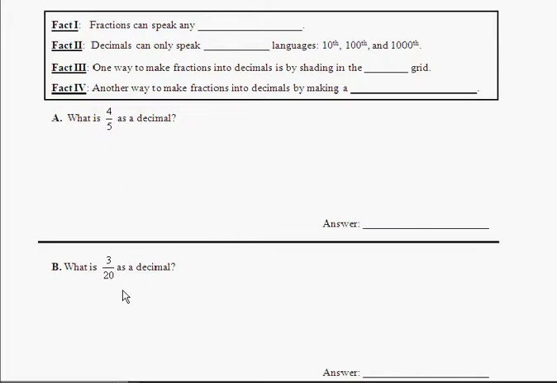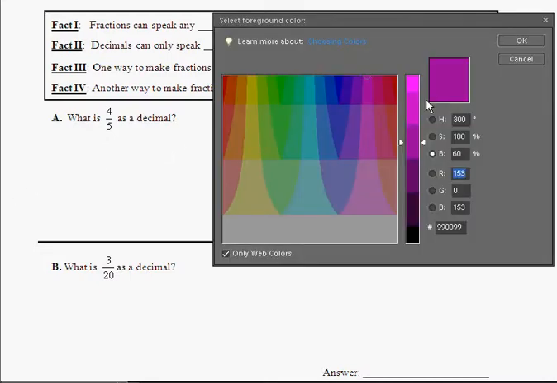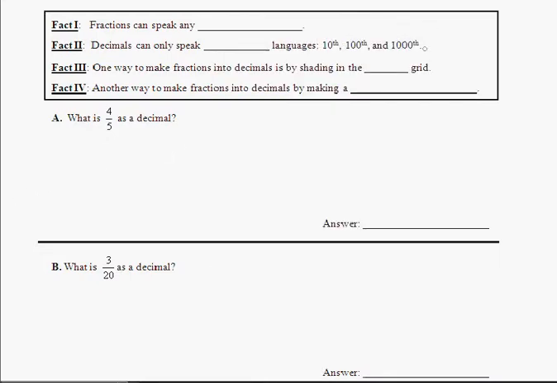Okay, Kipsters, so in the last video that you might have seen, we spent a lot of time doing shading, and we were converting fractions into decimals by shading in what's called a 100 grid. Today, we're going to do the same sort of thing. We're going to convert fractions into decimals, but we're going to do it without using a 100 grid, because a 100 grid takes a long time. Today's color of the day is purple.